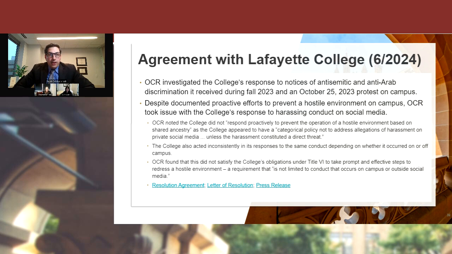But here, despite proactive efforts, right, the institution making an effort to address a hostile environment, OCR had a couple of issues with the college's response. In particular, the college appeared to have a policy not to address allegations of harassment on private social media unless it constituted a direct threat. That is something that OCR said was inconsistent with Title VI and the law. Also, the college acted inconsistently with responses.